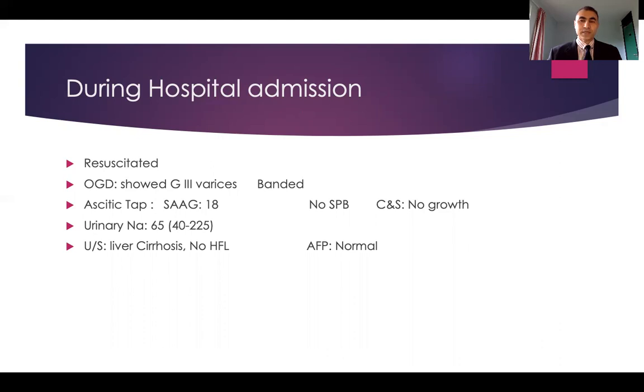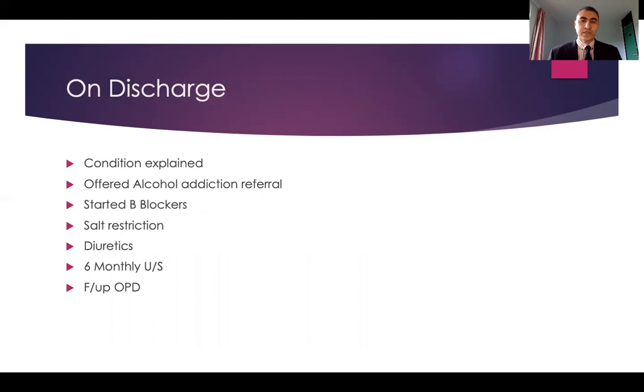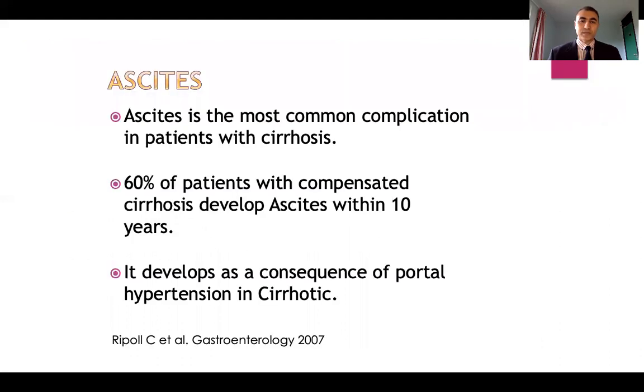banded. The ascitic tap showed a SAAG of 18 with no SBP and no growth in the culture sensitivity. Urine sodium was 65, and ultrasound showed cirrhosis with no hepatic focal lesion. We explained her condition to her. A few days later, we offered her an alcohol addiction referral, and she was started on a beta blocker, salt restriction, and diuretics, and organized for her to have 6-monthly ultrasound with follow-up in the OPD.